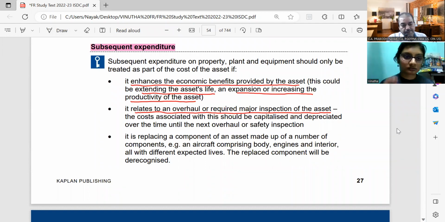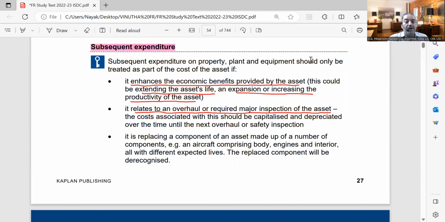Subsequent expenditure. Subsequent expenditure is expenditure that you incur on the asset after you purchase the asset. Should it be added to the cost of the asset? That is the question. For example, I conduct repairs on the asset. Should I add the cost of repairs to the asset? The answer is, it depends upon how the repairs are going to affect the asset.